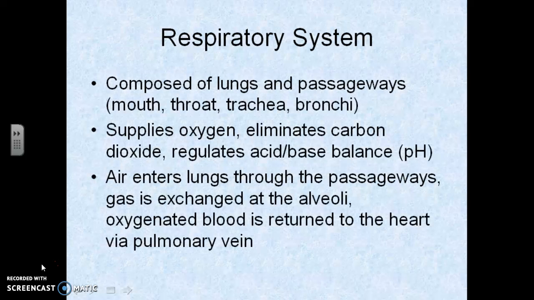The respiratory system is comprised of your lungs and passageways, so your mouth, throat, and trachea and bronchi. It supplies oxygen, eliminates carbon dioxide, and regulates the acid-base balance, or the pH. Air enters the lungs through the passageways. The gas is exchanged at the alveoli, and the oxygenated blood is returned to the heart via the pulmonary vein.